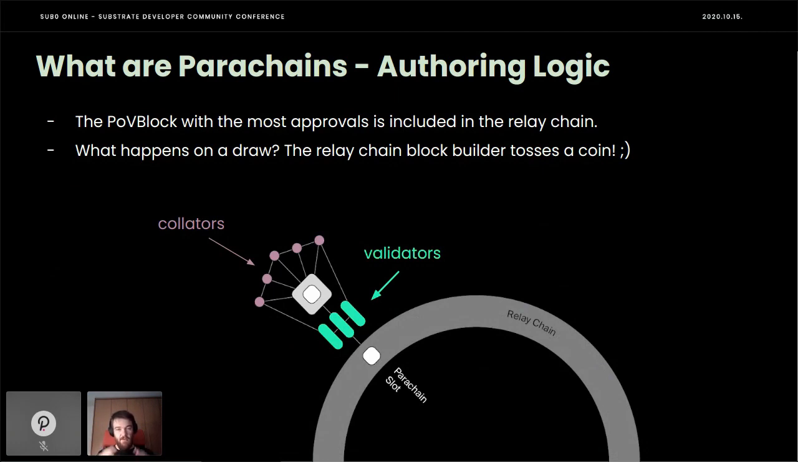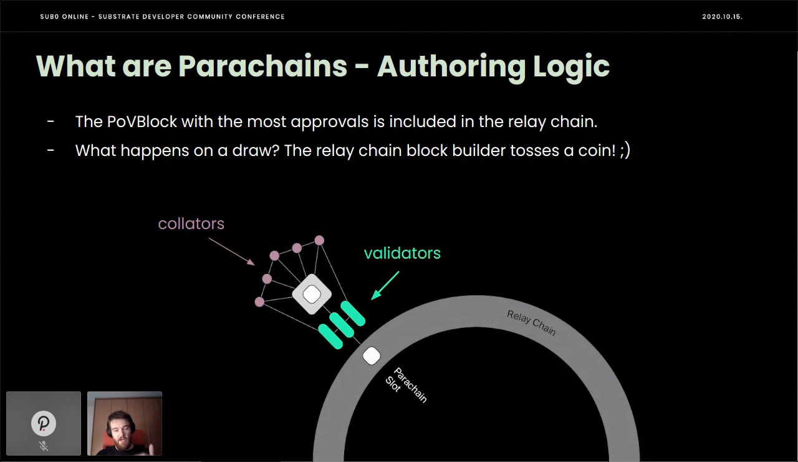The validator from the relay chain that's responsible for building the relay chain block will count these approvals, and the one with the most approvals will be included in the relay chain and is the next canonical block of the parachain. So now you could have the question, what happens on a draw? If two POV blocks have the same number of approvals, then the relay chain block builder will just toss a coin and choose one of these blocks.